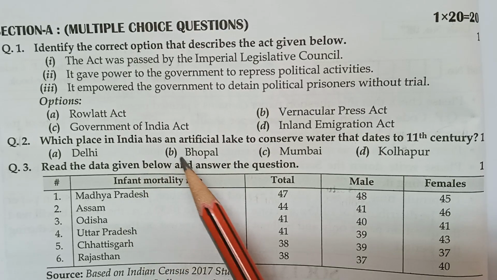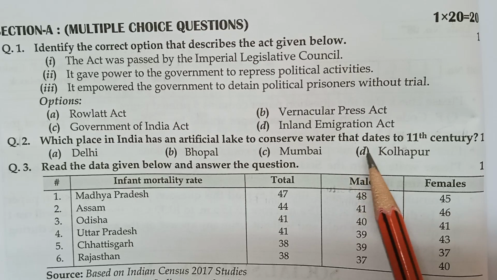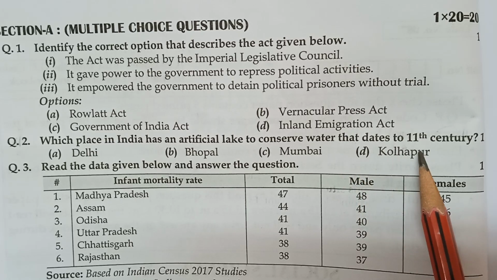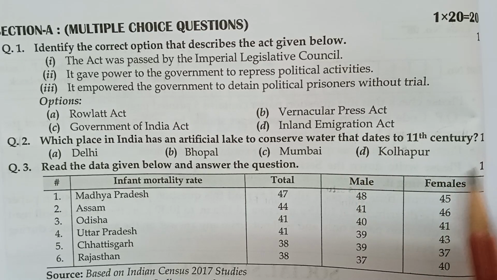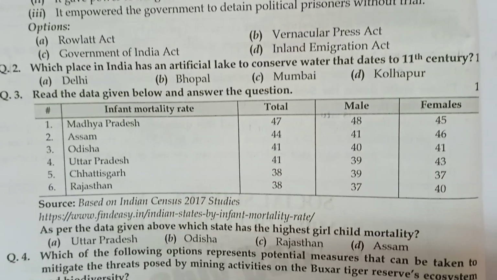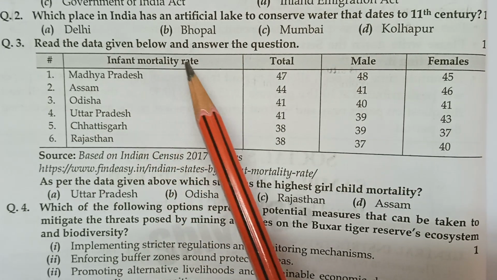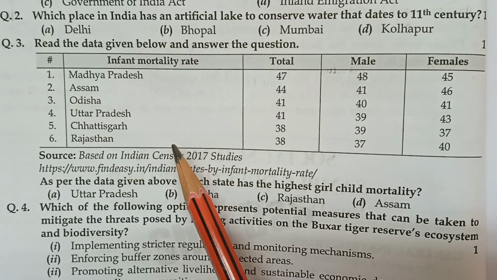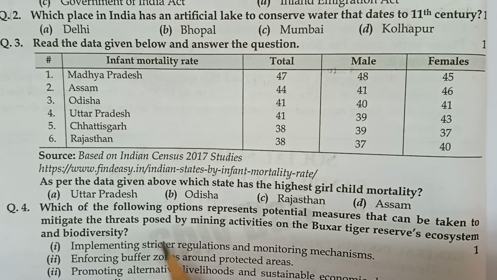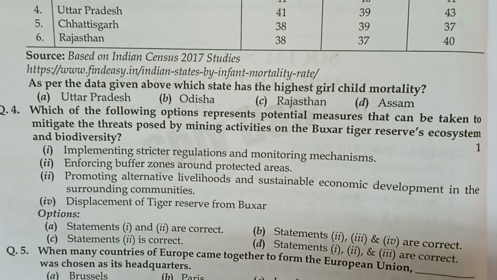Which place in India has the artificial lake to conserve water that dates to the 11th century? See, you have four options and you can choose from here. Now question number 3. Read the data given below and answer the questions. So this is the data and you can read it properly, and now it's answered. Your option is given here, so you can find the exact answer. Now let's start with question number 4.